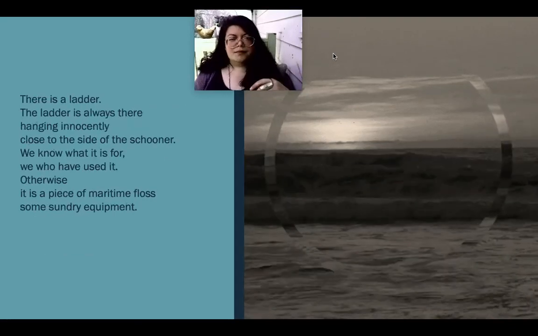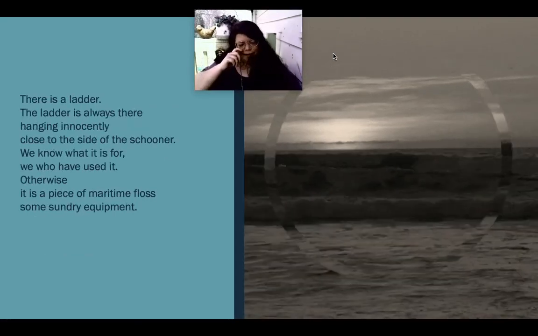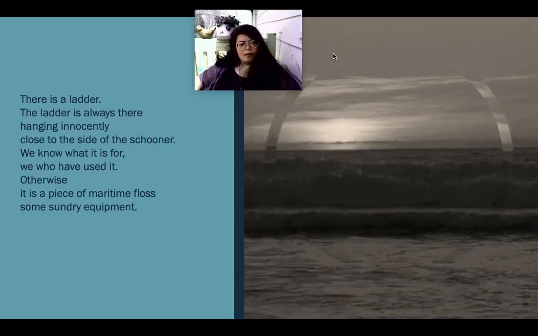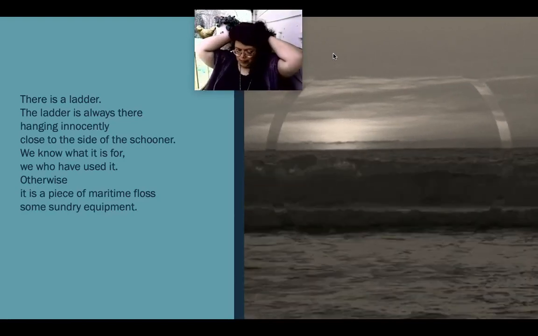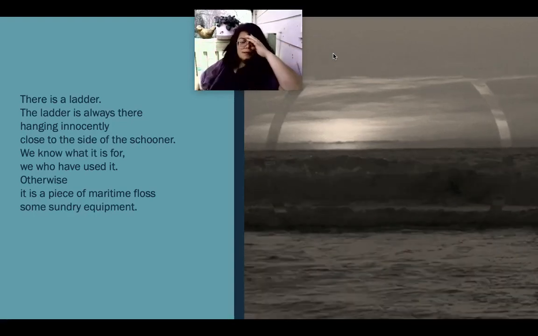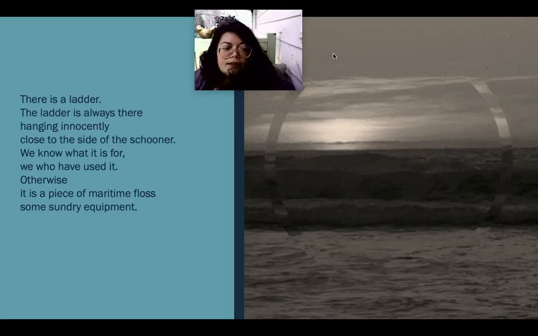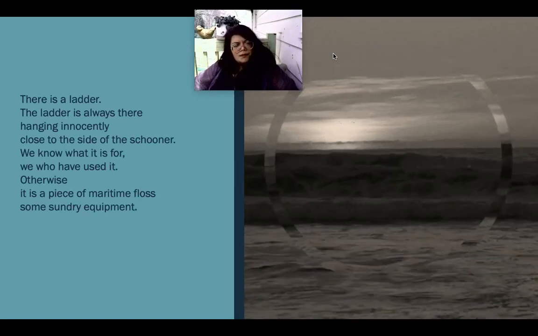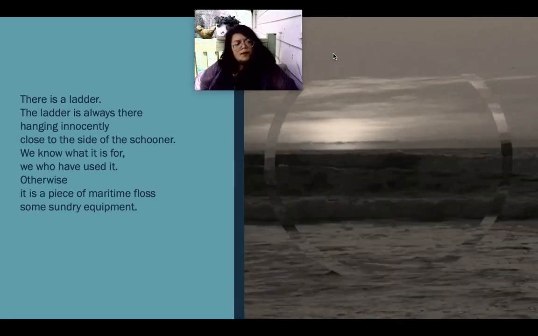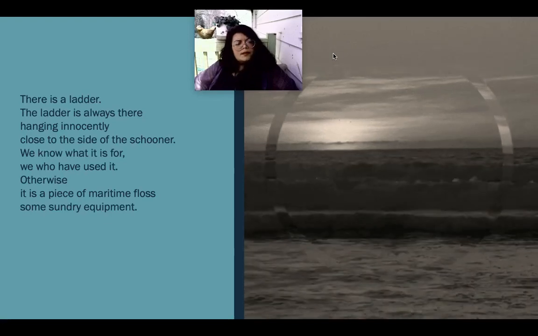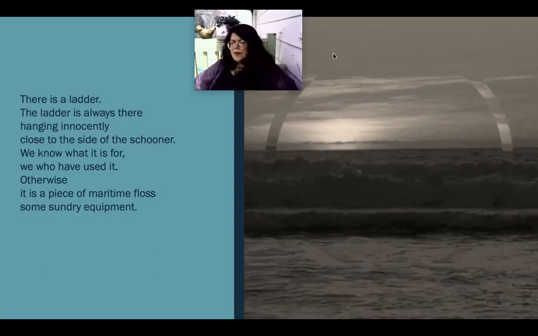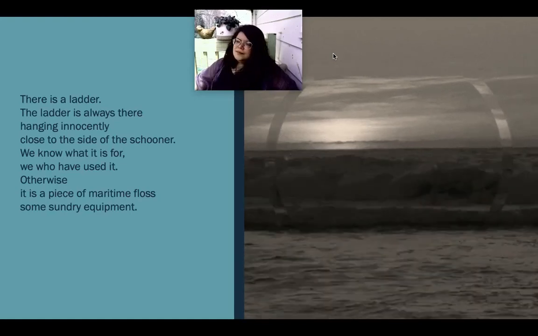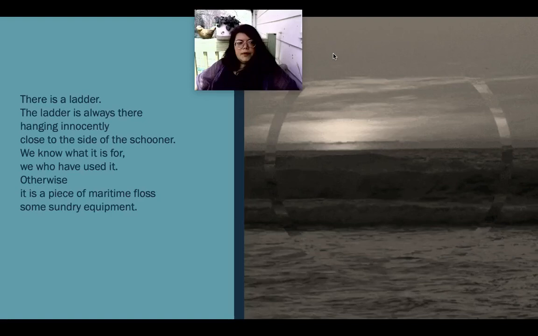There is a ladder. And the ladder is always there. Notice that "there is a ladder" is a complete thought, right? We begin the poem, "there is a ladder." And the ladder is always there, hanging innocently close to the side of the schooner. We know what it is for, we who have used it. Otherwise, it's a piece of maritime floss, some sundry equipment. So there is a ladder. And the ladder is so significant, it gets its own complete thought and it begins the stanza.